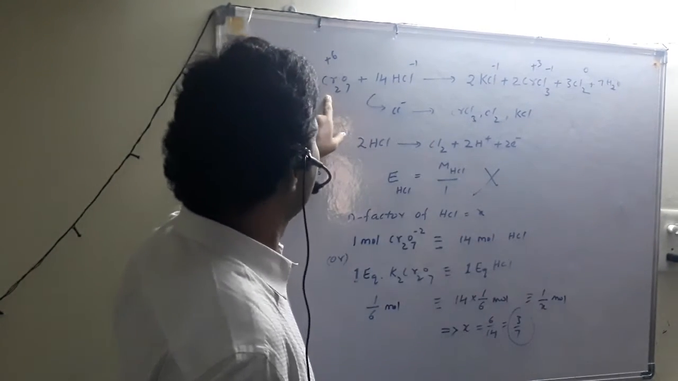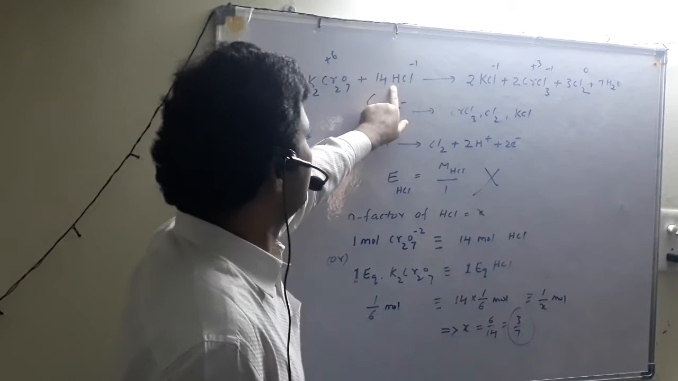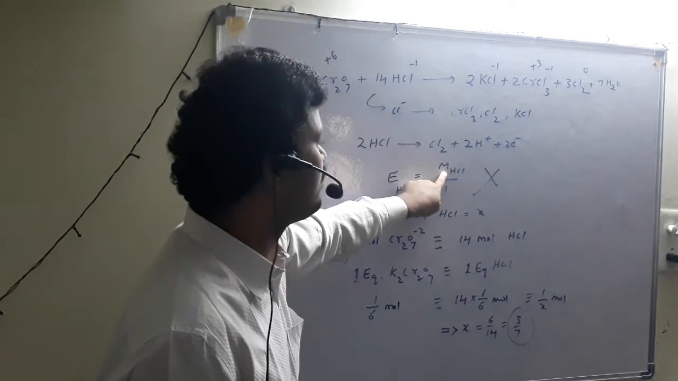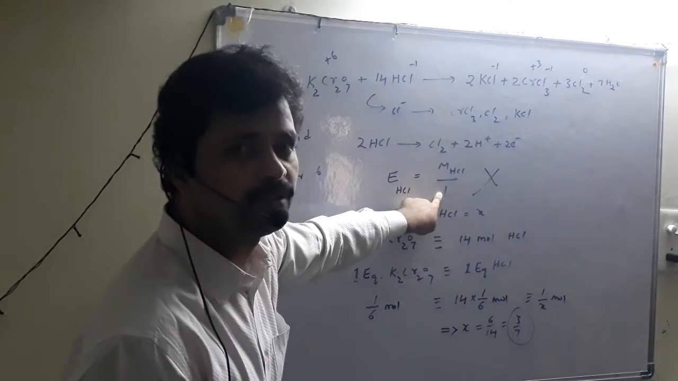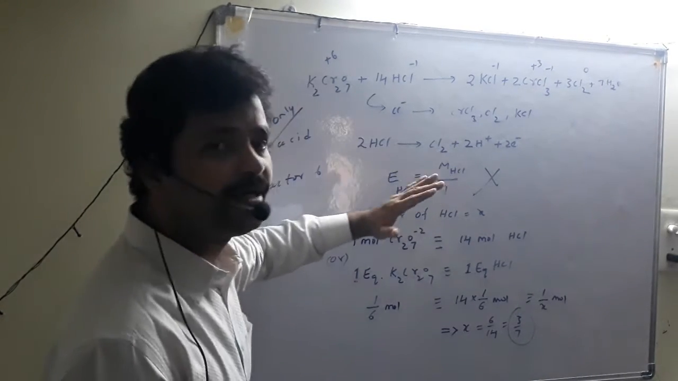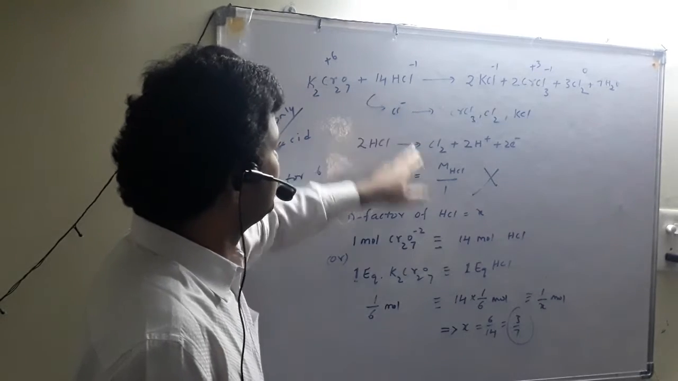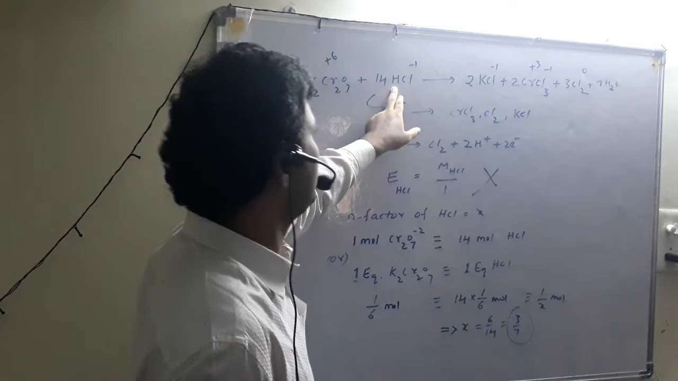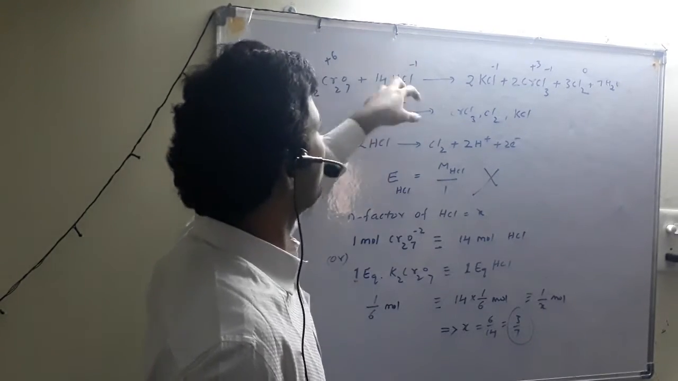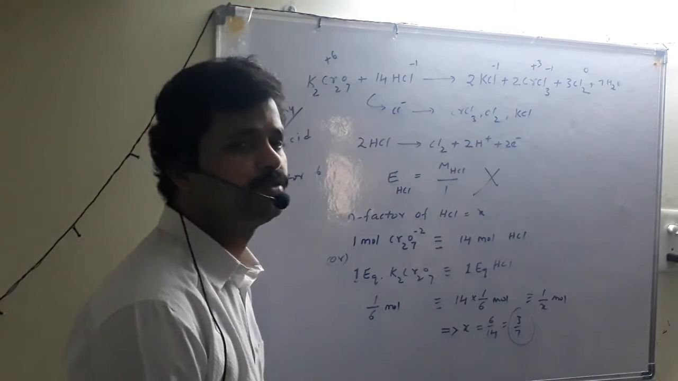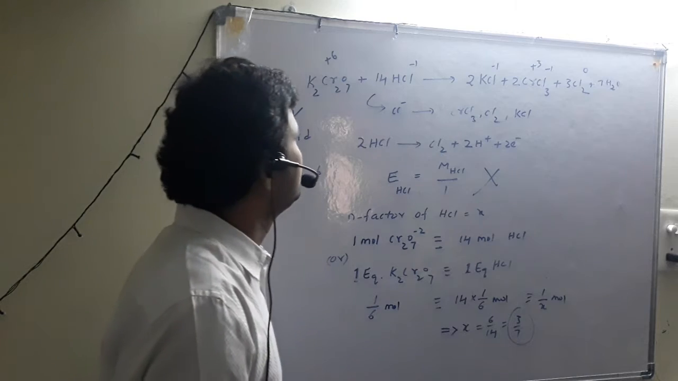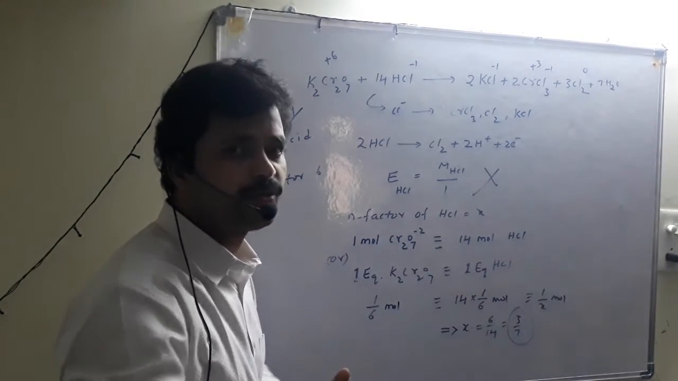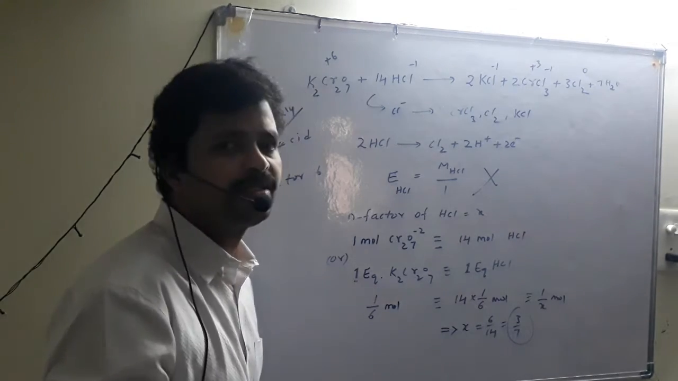Then here, HCl equivalent weight, how much? Molar mass by n factor. If you do so in the regular method, it will be wrong, because here the total HCl is not participating in the redox, not completely. If the given substance completely participates in the redox reaction, then it is the regular method.